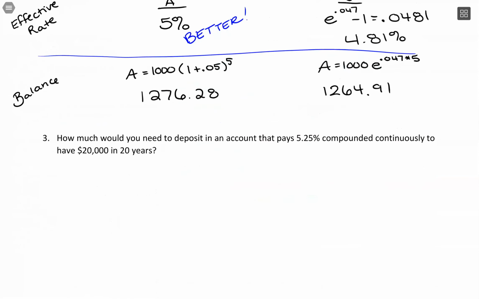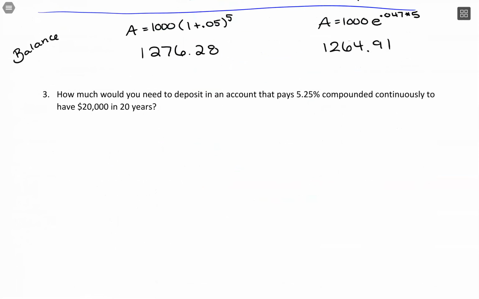And then just one more example here. How much would you need to deposit in an account that pays 5.25%? So there's our rate. And it's compounded continuously, so we're using e. And we want to have $20,000 in 20 years. So they're asking how much would you need to deposit? They're asking you, what is the principal?